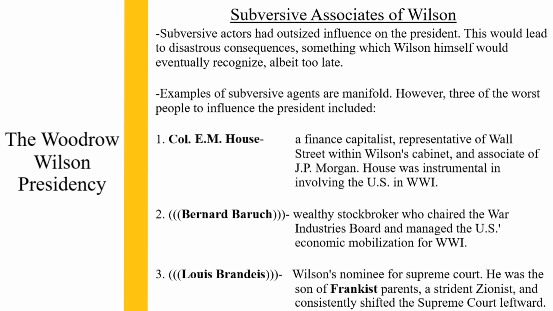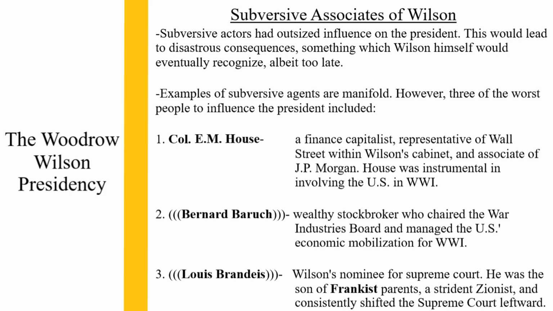The second person involved, Bernard Baruch, was a wealthy Jewish stockbroker who chaired the War Industries Board, and he was the guy really responsible for managing the economy of the U.S. during World War I. He was also a strident Zionist, as we discussed in one of the previous lectures. And the third guy, Louis Brandeis, was Wilson's nominee for Supreme Court. He was the son of Frankist parents, and if you don't know what Frankism is, it's basically an interpretation of Judaism which says that one should transgress all norms and revel in doing taboo things. I can make a whole video on Frankism itself, but suffice it to say it was very subversive and disgusting.